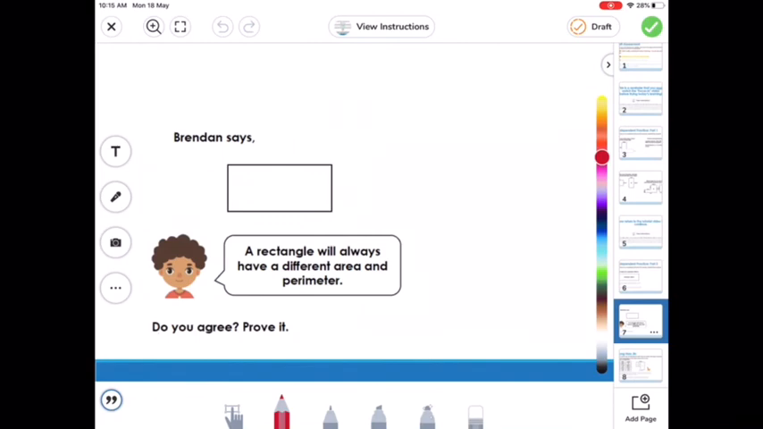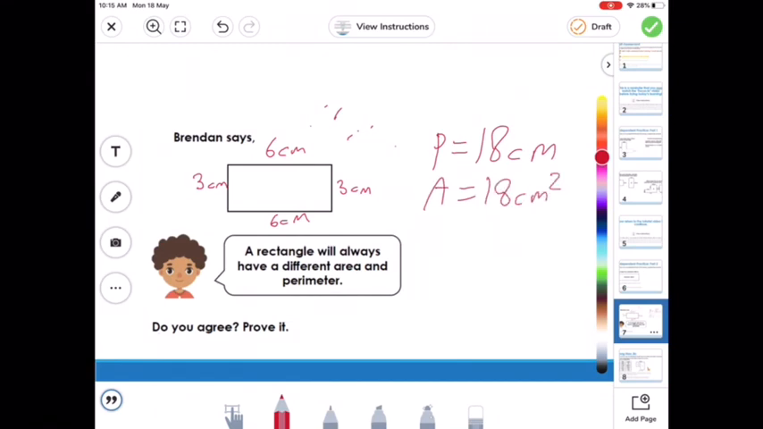But let's try one more. Let's pretend that this is 3 centimeters and this is 6 centimeters. The perimeter is 6 plus 6 is 12, plus 3, 15, plus 3, 18 centimeters. And the area, 6 times 3, is 18 centimeters squared.